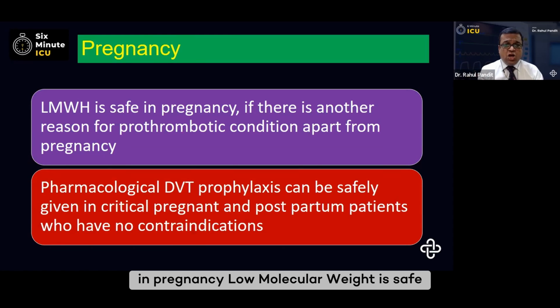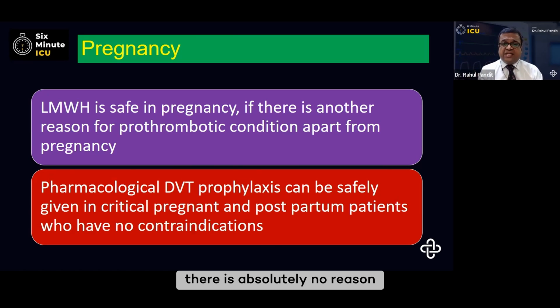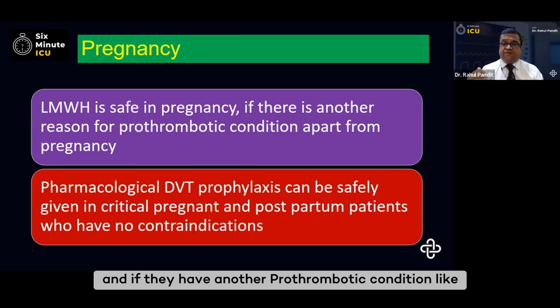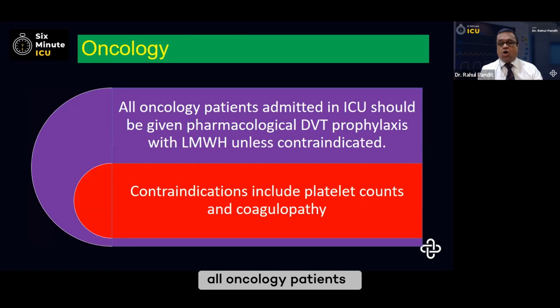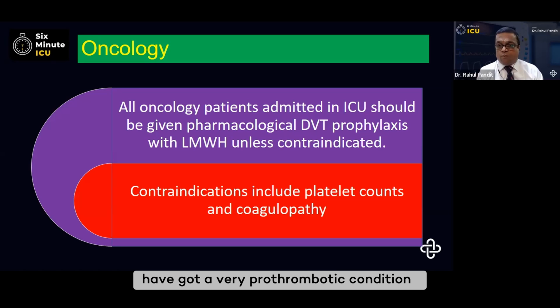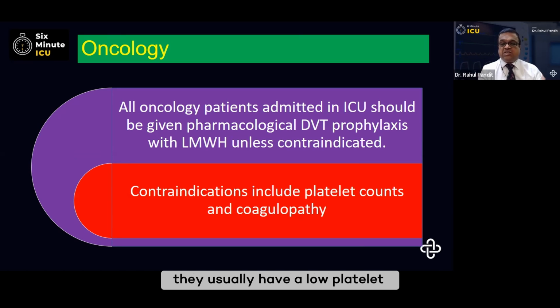In pregnancy, low molecular weight heparin is safe. There is absolutely no reason why we should not be giving it if they are in the intensive care unit. And if they have another prothrombotic condition like protein S or protein C deficiency, then they can actually be given a therapeutic dose of low molecular weight heparin as well. All oncology patients have a very prothrombotic condition, and they should all be given low molecular weight heparin for DVT prophylaxis unless contraindicated. And the contraindication is because they usually have a low platelet count as well as a coagulopathy.